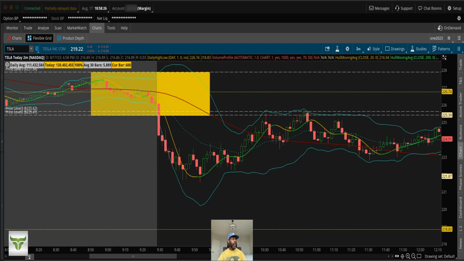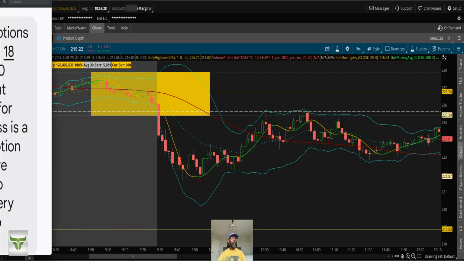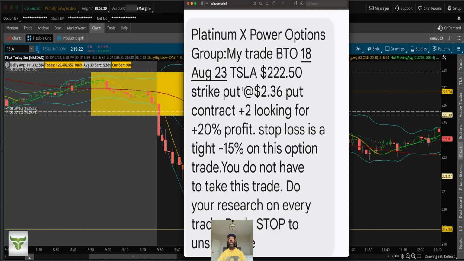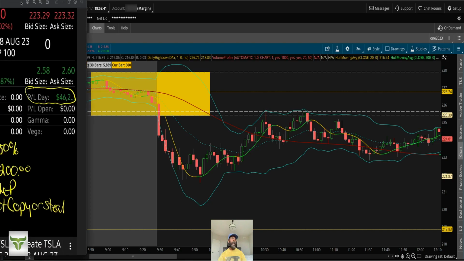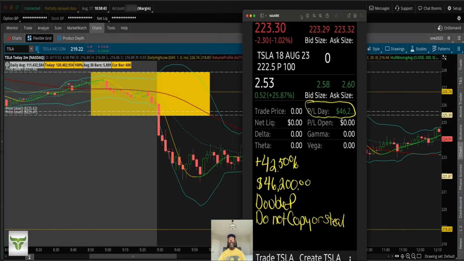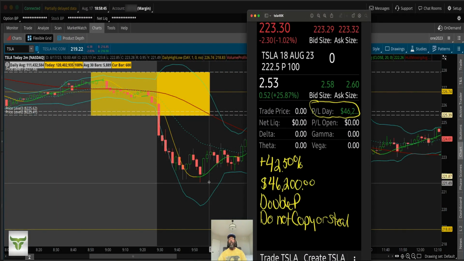So let's come over here. Obviously, that's the trade that I sent out to you guys right there. 222.50 strike put, 236. Lots of action for you guys to get in. And then because I held the trade overnight, and when I exited, it was monster. It was a monster trade for me, obviously. So 42.5%.